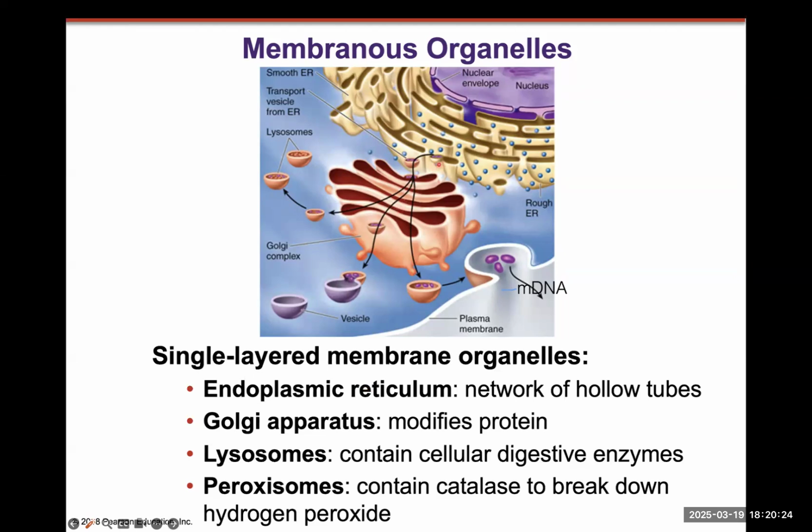The reason this is called rough endoplasmic reticulum is because there are ribosomes on it. They are speckled all over the surface here, and under the microscope it looks kind of bumpy, and that's why it's called rough ER. So what's the function of rough ER? We know that ribosomes produce proteins.